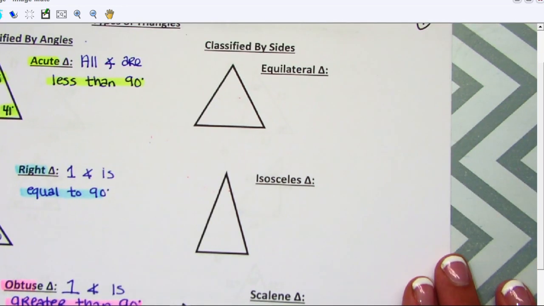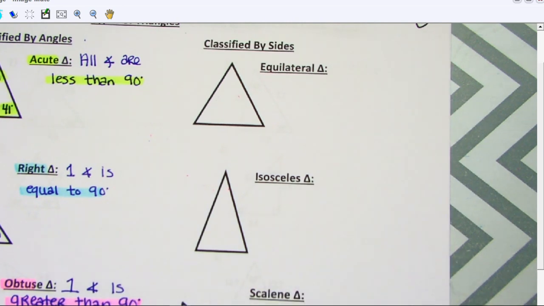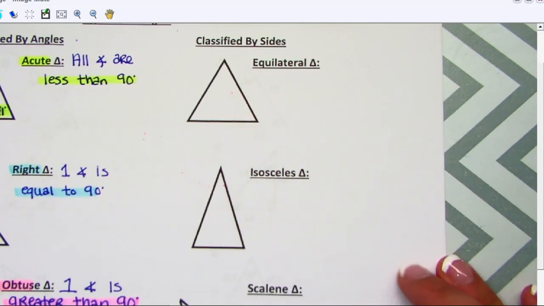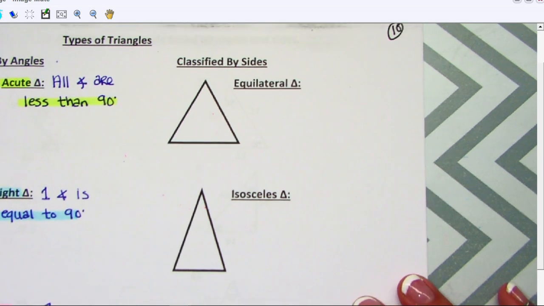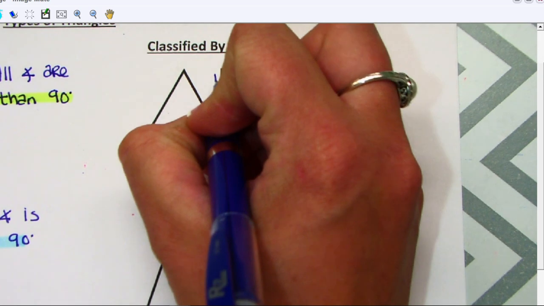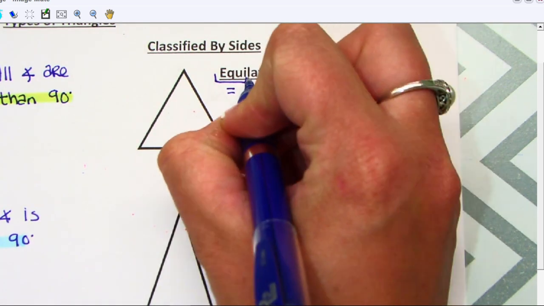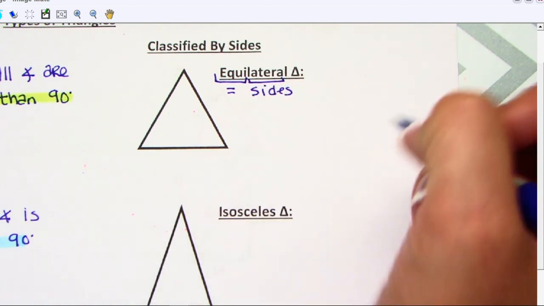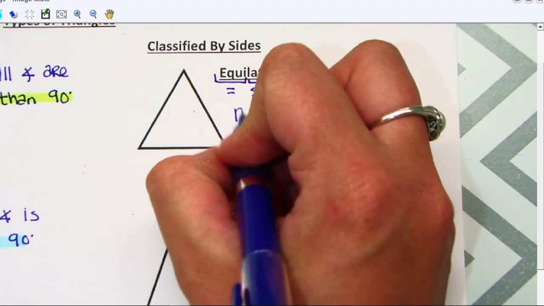So side measurements, we're going to talk about a theorem called the hinge theorem and the triangle inequality theorem that talks about sides of triangles. But for right now, we're just going to talk about sides in general terms, equal or not equal. What do we think equilateral triangles have? All the sides are equal. Good. So if we break up that word, the equi part means equal, and lateral means sides. So this just means all sides are congruent.